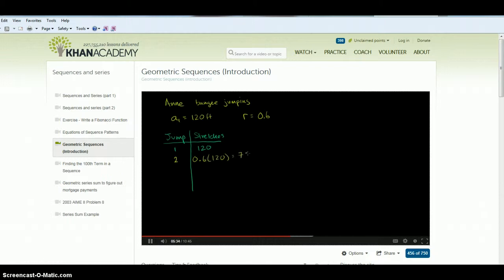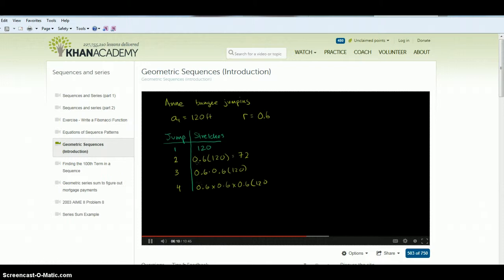That's equal to 72. Then on the third jump, we're going to stretch 0.6 of 72, or 0.6 times this. So it would be 0.6 times 0.6 times 120. And then on the fourth jump, we're going to have 0.6 times 0.6 times 0.6 times 120. Every time we're 60% of the previous jump.